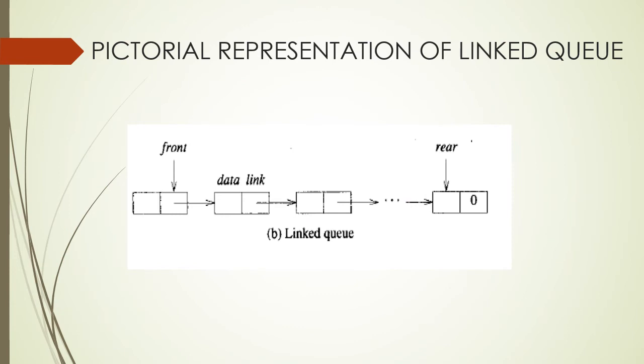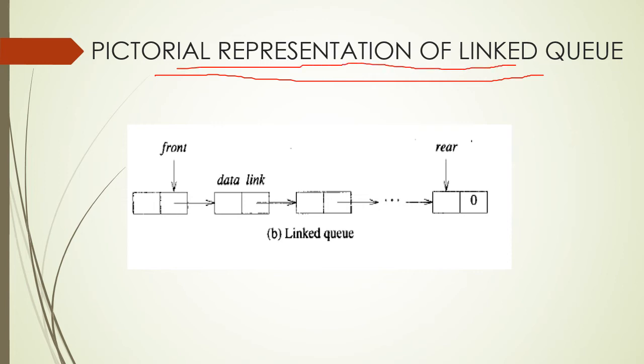So this diagram shows the pictorial representation of a linked queue. We'll see how to implement a queue using a linked list. As per the definition of a queue, it is rear insertion and front deletion. If you want to insert an element into the linked queue, it is equal to inserting an element at the end of the linked list. And if you want to delete an element from the queue, it is equal to deleting an element from the front of the linked list.